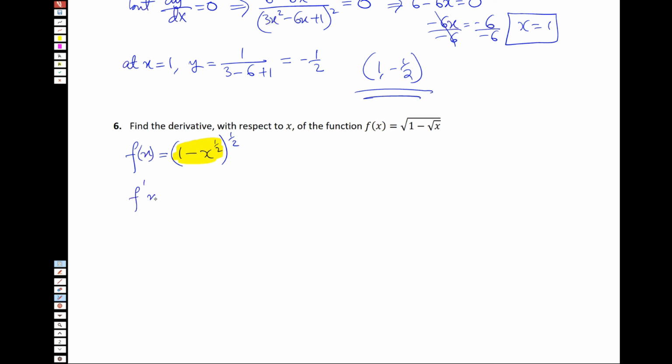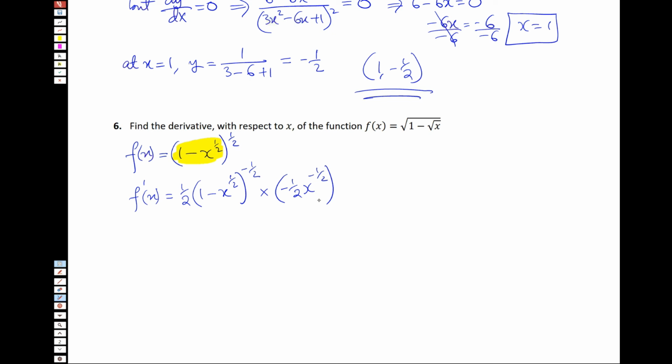So the derivative function here will be starting with outside. So a half comes in front. Inside remains as it is. We'll reduce the power by 1. So that will be negative a half, multiplied by differentiate inside, which would be, if you differentiate 1, that will just be 0. If you differentiate negative x to power half, that will be negative a half, x to power negative a half.